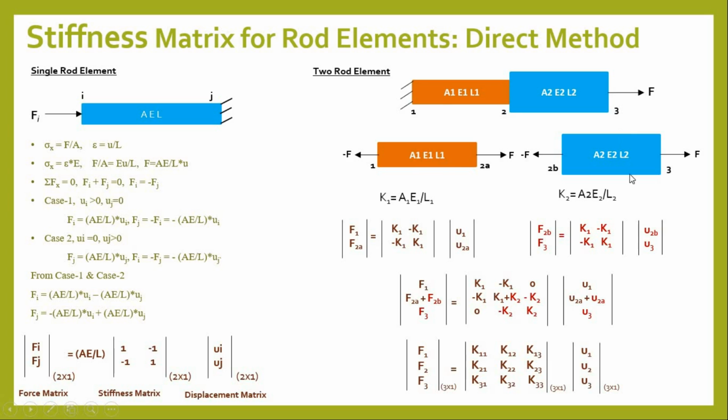If there are three elements, similarly we need to do it for 3, 4, 5, whatever number of rod elements there are. Likewise, we need to form these matrices.